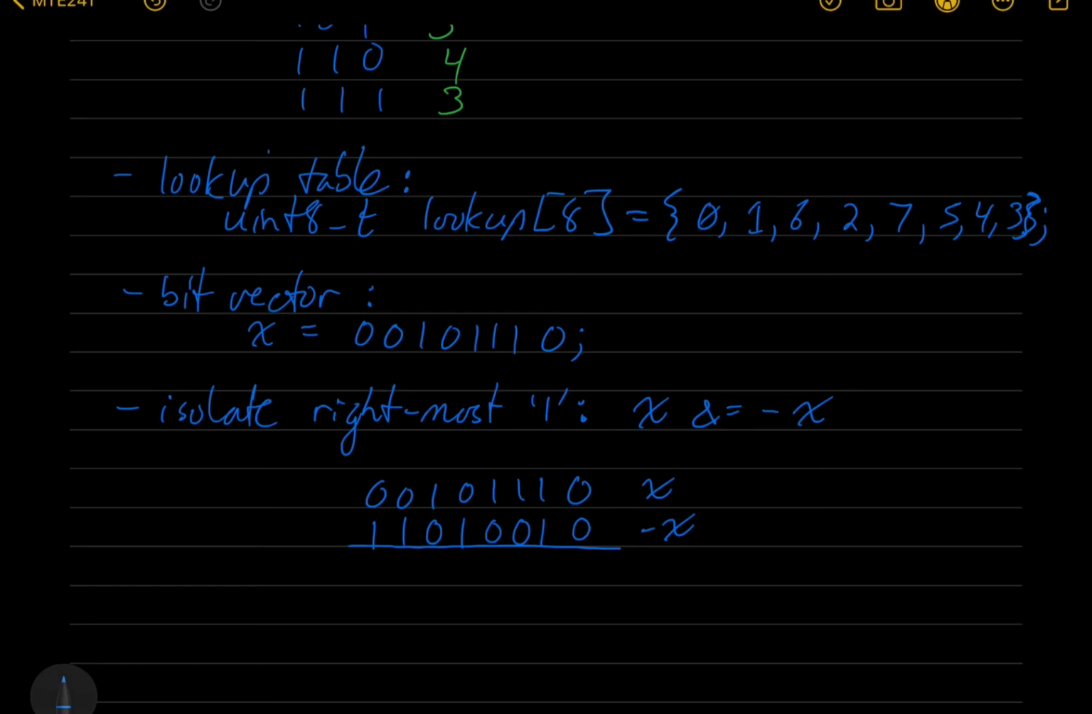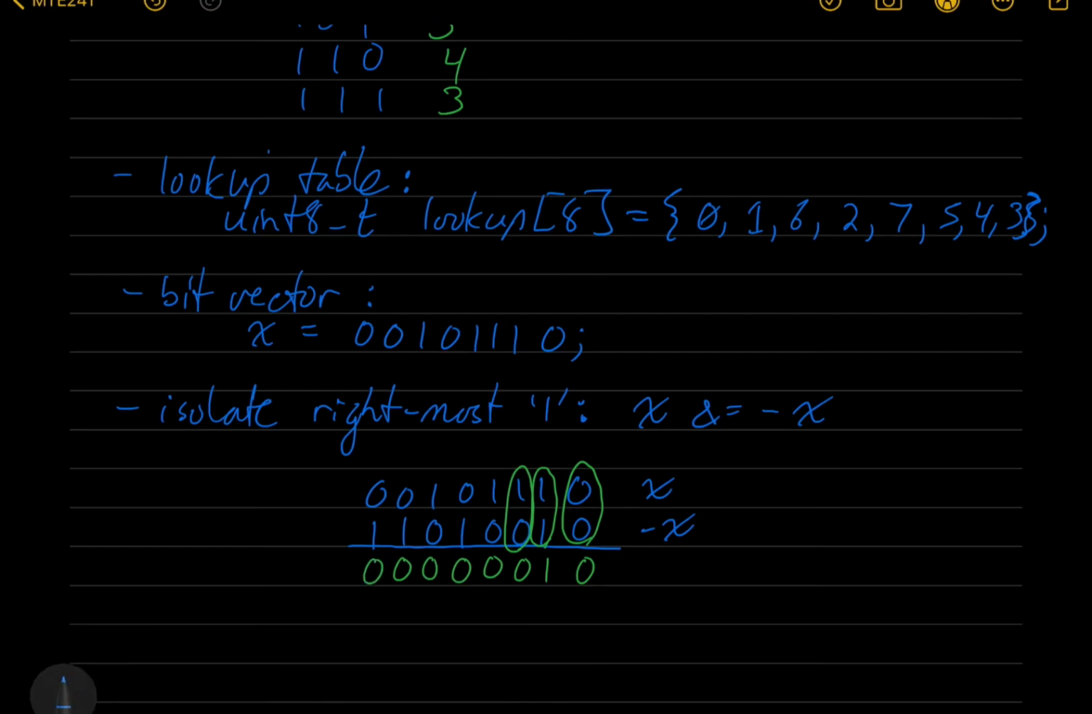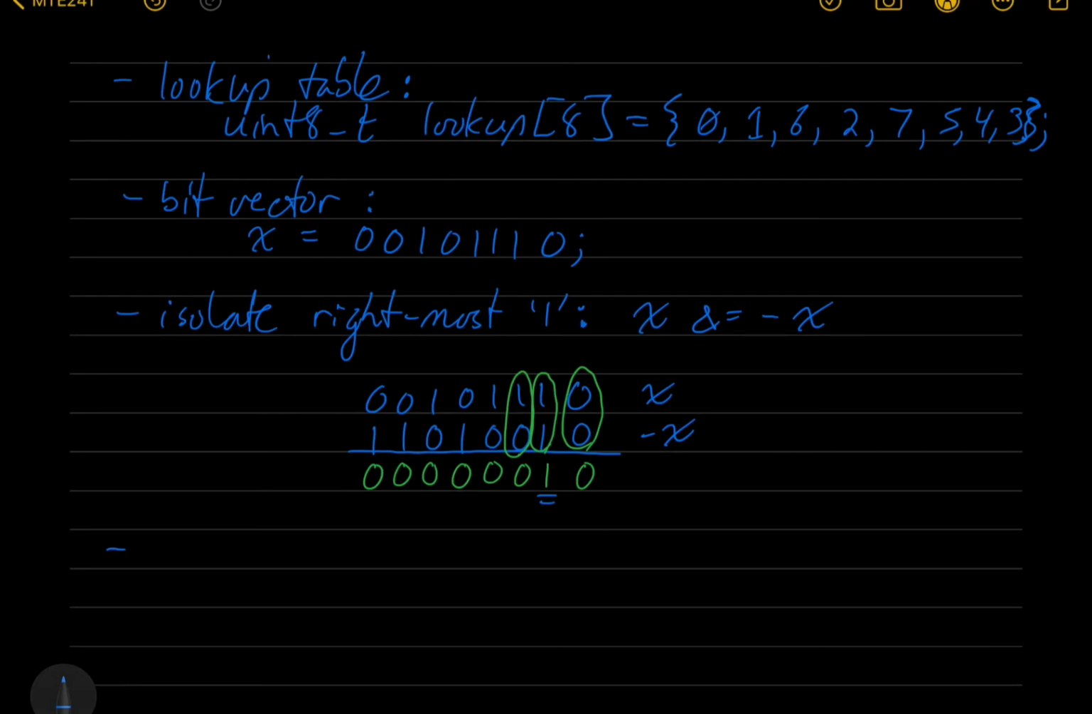So now we are going to, bit by bit, take the AND of those bits. So 0 and 0 is 0, 1 and 1 is 1, 1 and 0 is 0, and the rest of these are going to be 0, because they're the complement of each other. So now you can see that we have isolated the rightmost one from our bit vector. We need the index of that.